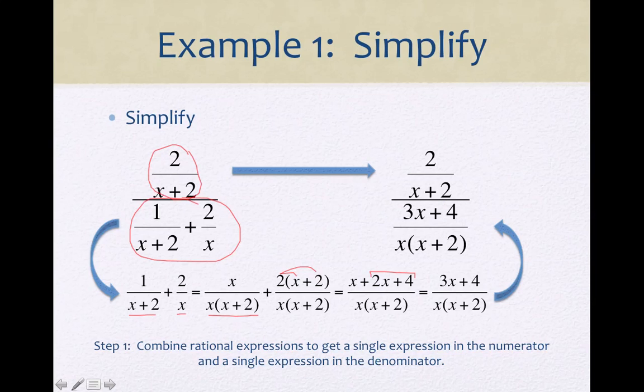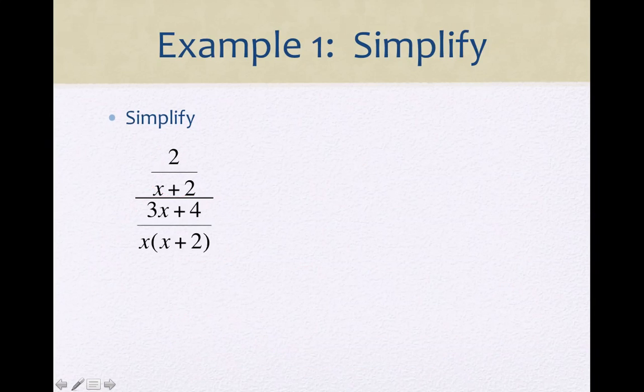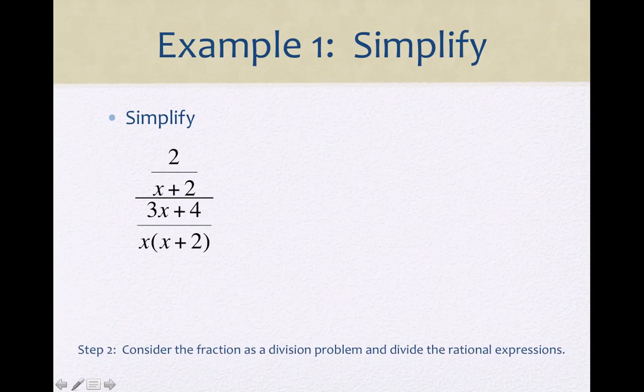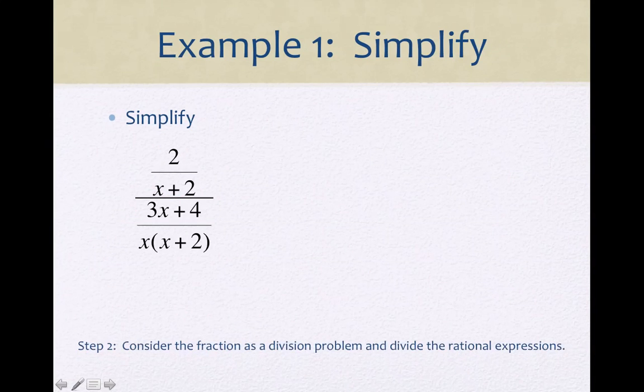So now we have a single expression divided by a single expression. Okay? So moving on to the next slide, here's where we're at this point. Step 2 is to consider the fraction that we now have as a division problem and divide the rational expressions. We've said many times in the past that fraction bars like this are just like having division signs. And so we actually want to think of this as this rational expression being divided by this rational expression.